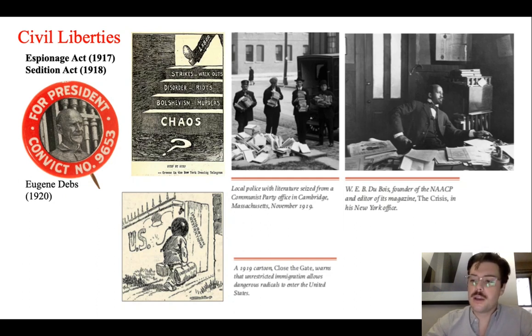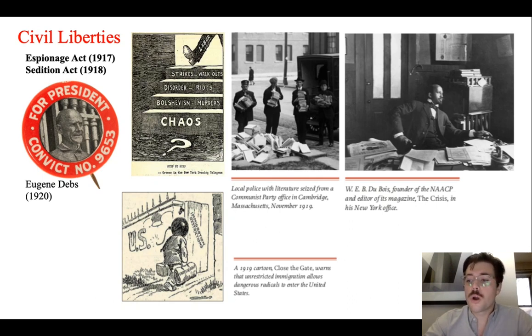The Sedition Act, which is really implemented in tandem with the Espionage Act, essentially extends penalties to anyone deemed to have abused the government in writing. So if you're writing and criticizing the government in any way, you can be found guilty under the Sedition Act. And 1,500 people were arrested for violating the Espionage Act. Again, Eugene Debs was convicted for this.